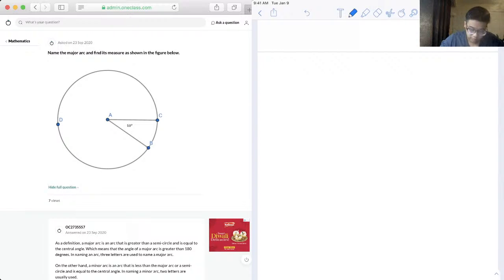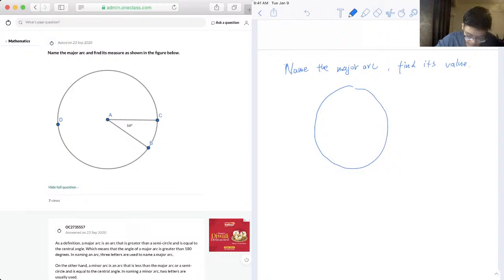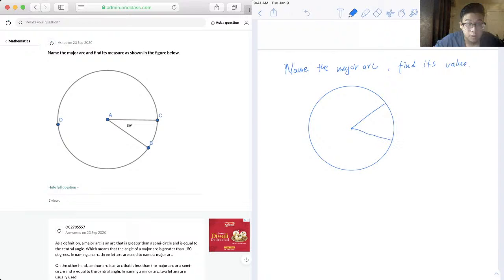So coming up, we have our next question. Name the major arc. Find its value. So I'll just copy down the graph first. C, A, and B. That's 50 degrees.